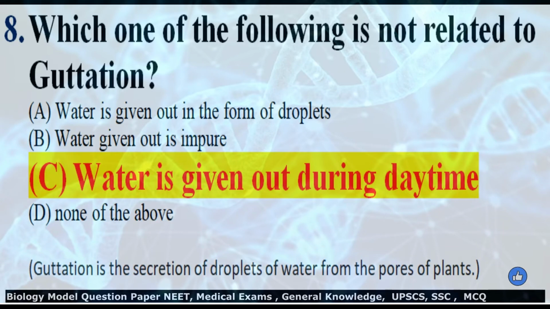Which one of the following is not related to guttation? Answer C. Water is given out during daytime. Guttation is a secretion of droplets of water from the pores of plants.